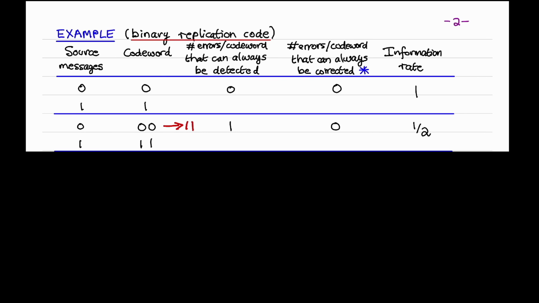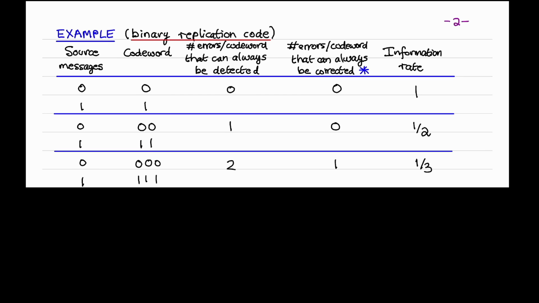If 00 is transmitted, and both bits are flipped during transmission, then 11 is received, which is a valid code word. And so the channel decoder would reasonably accept 11, and this would be an incorrect decision. In general, with the duplication code, the number of errors per code word that can always be detected is 1, whereas the number of errors per code word that can always be corrected is 0.